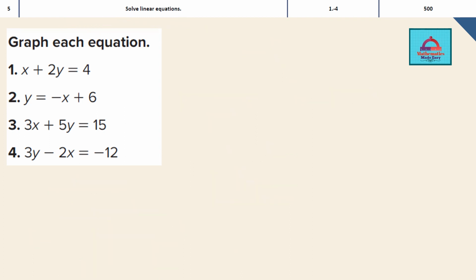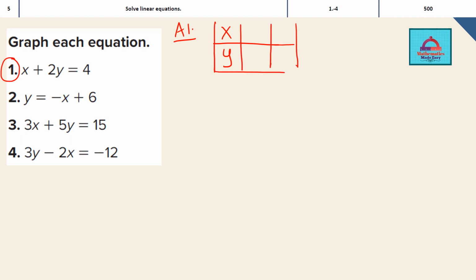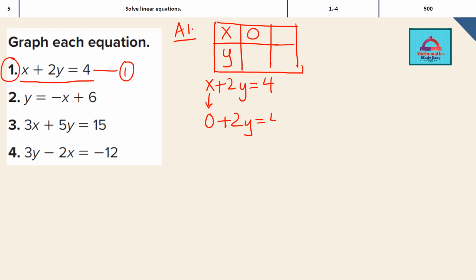Let's make the table of values for each of the equations. We begin with question 1. I'm writing here first the table of values. We make the same table, and we are going to take the 2 points which are the x and the y-intercept. First I take x as 0. When I take x as 0 in this equation, let's mark it equation 1, x plus 2y equal to 4, we are left with 2y equal to 4. That means the value of y, if we solve, is going to be 2. So the point is (0, 2).